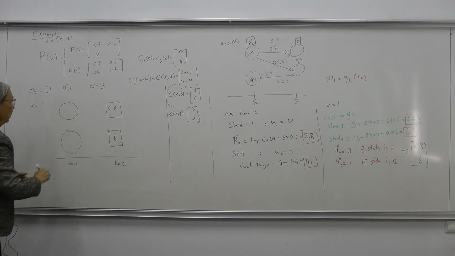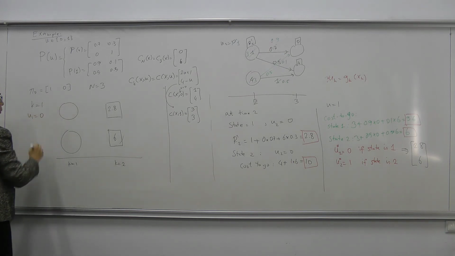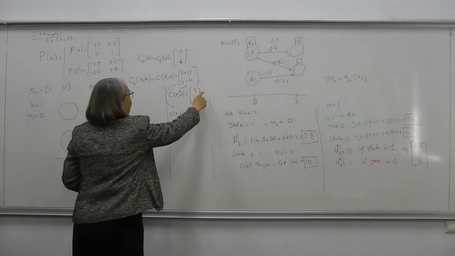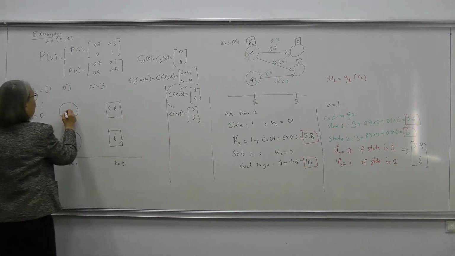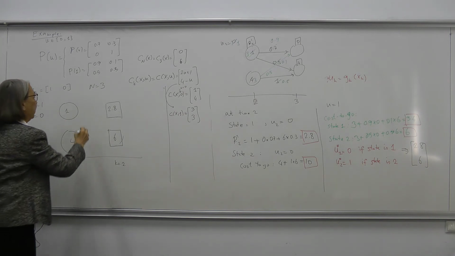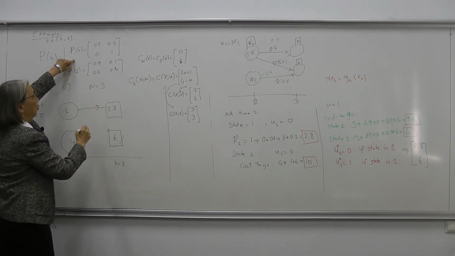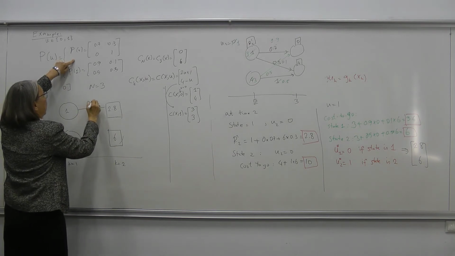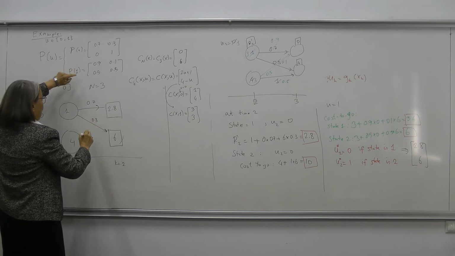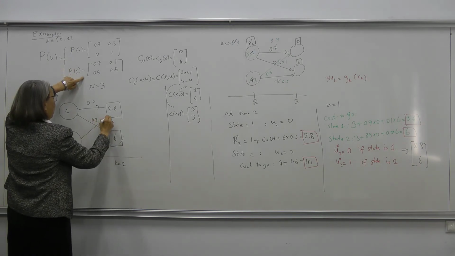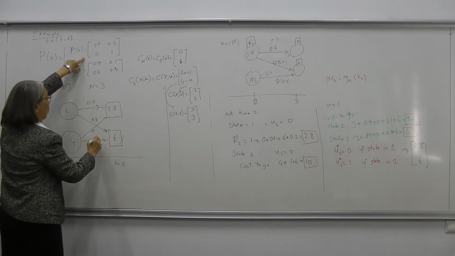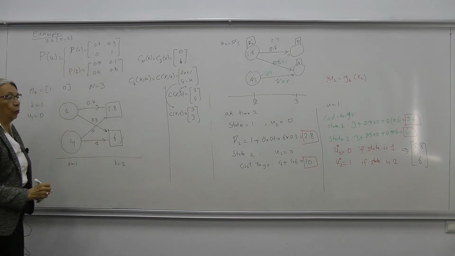U1 is equal to 0. If U1 is equal to 0, then our incremental cost is 1 for state number 1 and 4 for state number 2. And the probabilities, which come from the first matrix here, are 0.7 and 0.3. And for the other one, we have 0 and 1, when u is equal to 0.